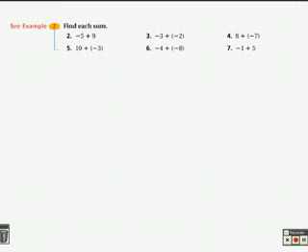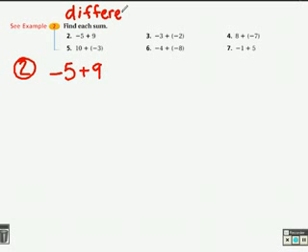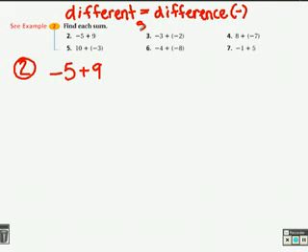Next section, it says find each sum. Number 2, we have a negative 5 plus 9. Do I have the same sign or different signs? I have different signs. Okay? When it's different, I'm going to write this up here. Different equals difference, which means to subtract. Same means to find the sum, so you add. Okay, different, difference, same, sum. So let's write that.